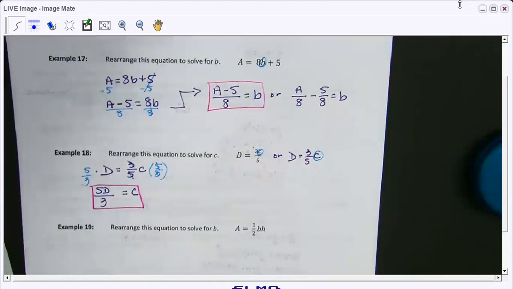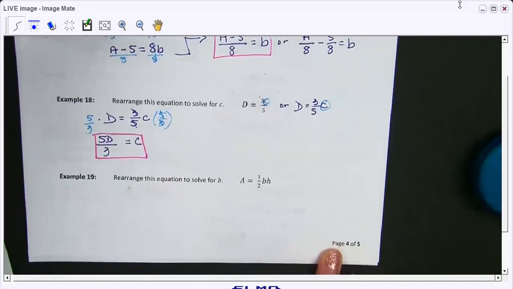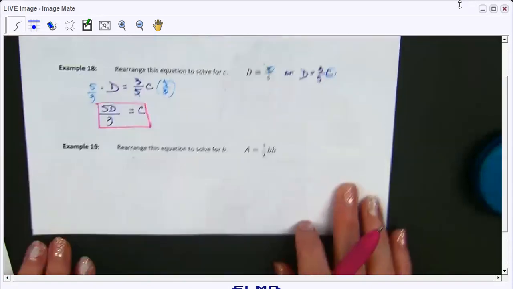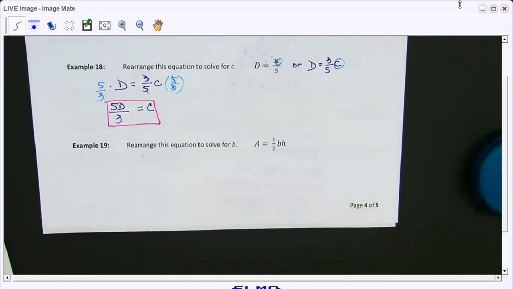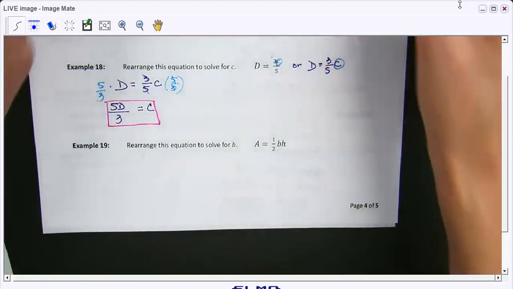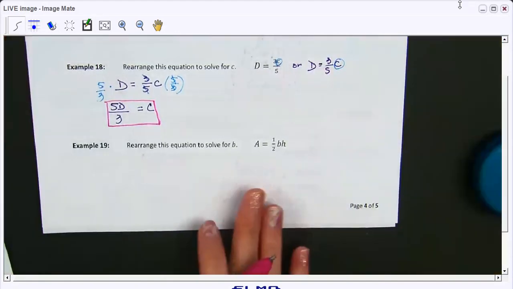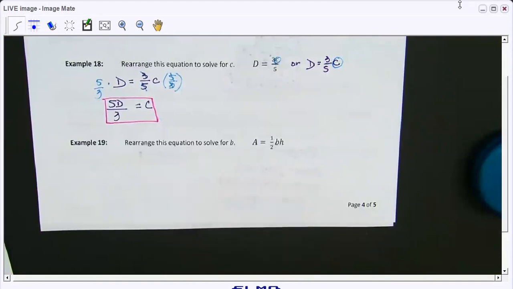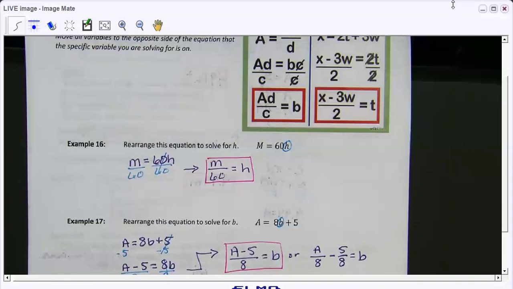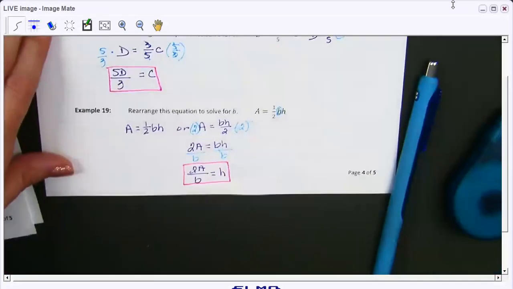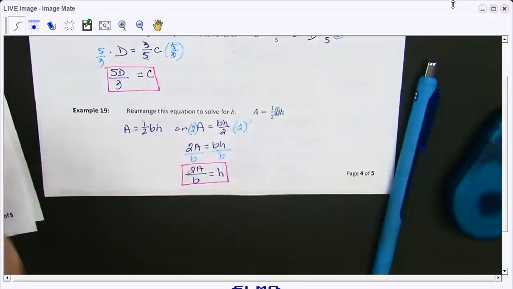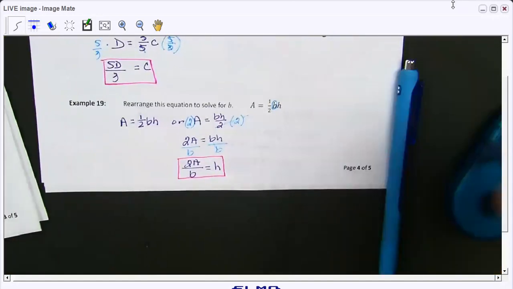Okay, I would like for you to try 19 on your own. It's a combination of what we did in these other 3. So go ahead and try that one. I'm going to pause the video and then we will come back and check it. Okay, go ahead and check to see if you are doing it right or you got the right answer.